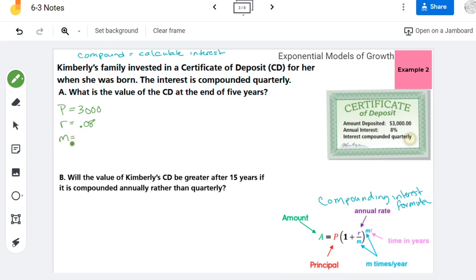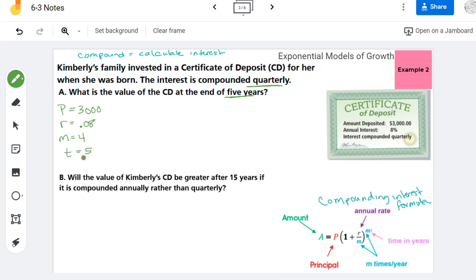My M is my number of times that it's compounded per year. This is telling me that it's compounded quarterly, which means that my M value is 4. And then my T is the number of years that we're going to follow this through with. This says I'm going to be doing it for 5 years.